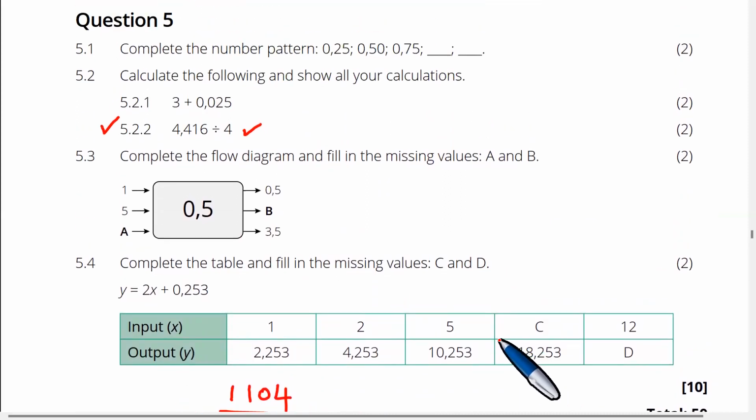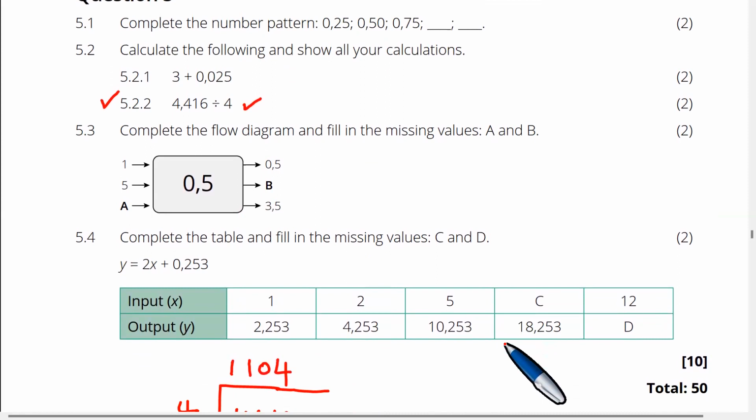Now, also, there are a couple of things you need to remember, like your flow diagrams. So for the exam, you need to remember how to deal with a flow diagram, okay? Because flow diagrams are extremely important. Very, very important. Like this one. The question is saying fill in the missing values A and B. We need to fill in A and B. What is A and what is B?